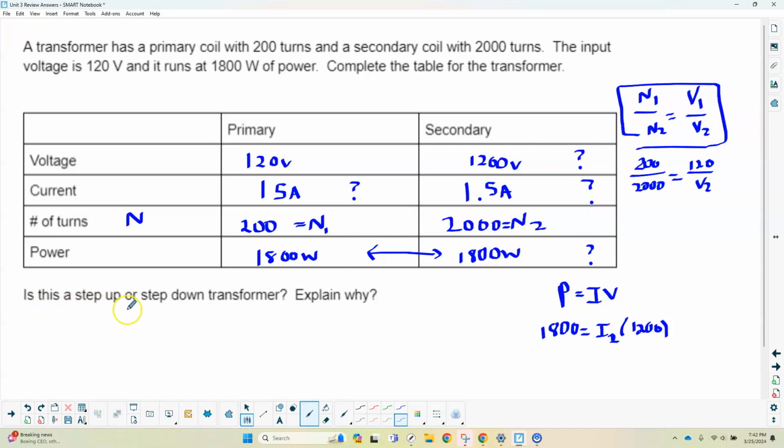The last thing is whether it is a step up or step down. It is a step up transformer because you are stepping up the voltage. Transformers change the voltage, and the voltage is increasing, so that's a step up. If it was a step down transformer, you would be decreasing the voltage. Also, if it's a step up transformer, the number of turns increases, so it goes from 200 to 2000. If it was reversed and started as 2000 and went to 200, that would be a step down transformer. So you can look at the number of turns or at the voltage. Either way it works, okay?